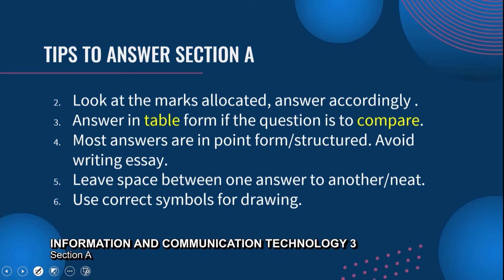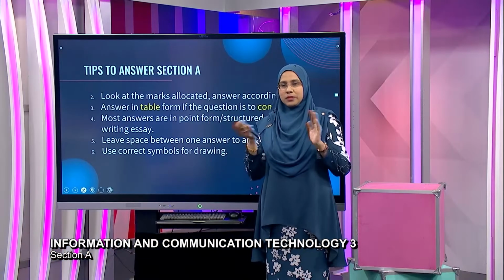If the question asks you to compare A and B, you are advised to do it in table form. Why? Because we want to make sure that your answer can be read and compared neatly and clearly by the examiner. If you write it in essay form, the examiner might miss your point, because it's so messy that it cannot be compared. So better to do it in table form, with a left column and a right column.